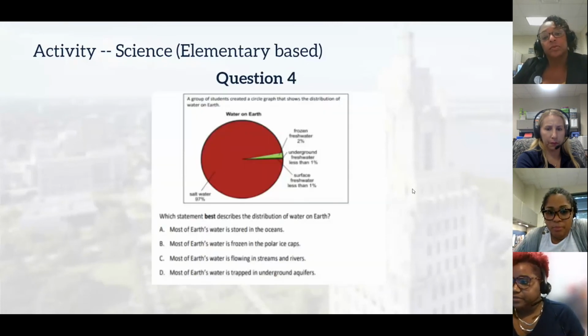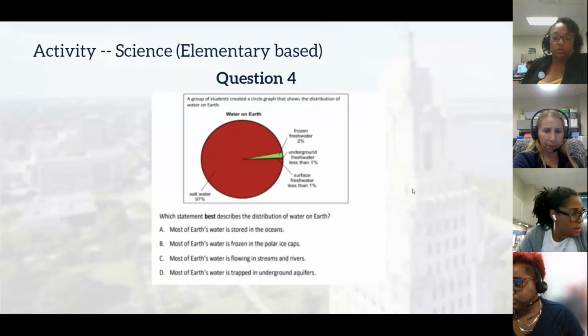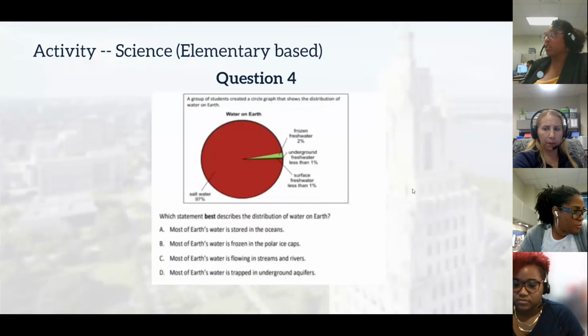We have question 4. It says a group of students created a circle graph that shows the distribution of water on Earth. Which statement best describes the distribution of water on Earth? Most of Earth's water is stored in oceans. Most of Earth's water is frozen in polar ice caps. Most of Earth's water is flowing in streams and rivers. Most of Earth's water is trapped in underground aquifers. That's drawing conclusions as well.